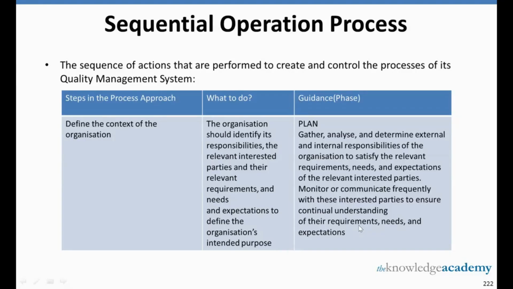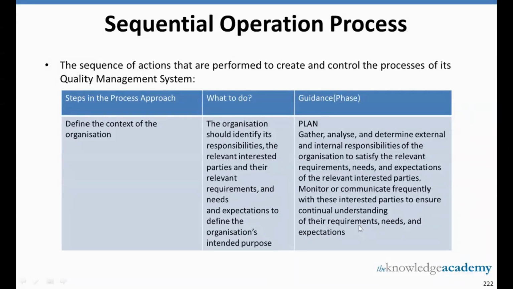Let's say the sequential operating process, the sequence of actions that are performed to create and control the processes of its quality management system. So these are the sequences. Now, these are things which we have already seen in the earlier slides, but the same steps have been given in a sequence. So the steps in the process approach.